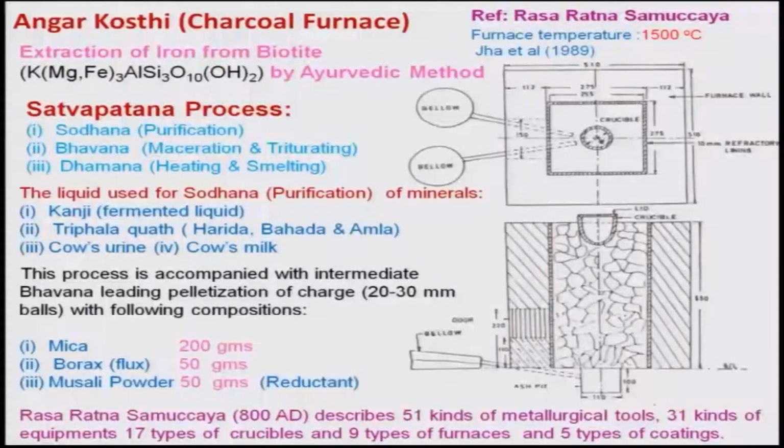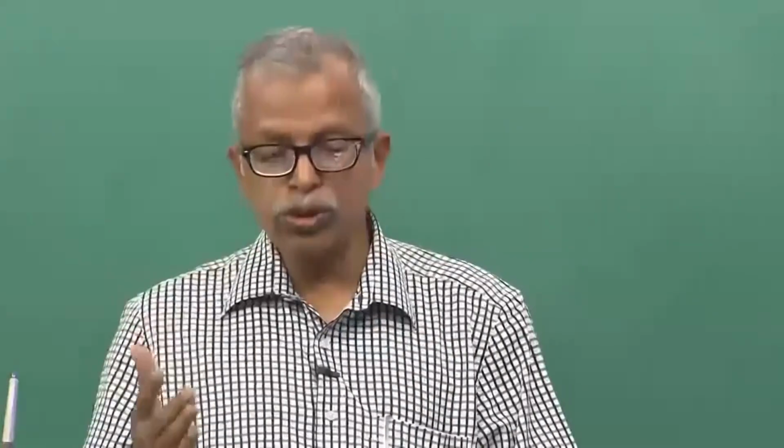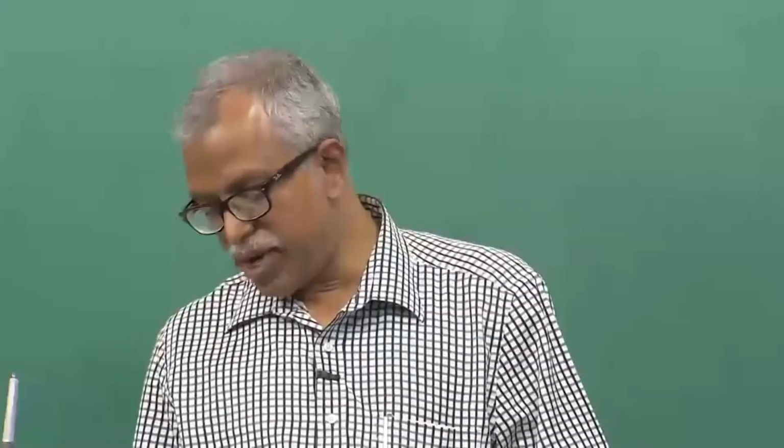Rasa Ratna Samuchaya describes 51 kinds of metallurgical tools and 31 kinds of equipment, 17 types of crucibles, 9 types of furnaces and 5 types of coatings. That means there is a plethora of knowledge about the smelting process and the tools mentioned in this text. But now one has to look at it carefully and see what can be used today and how this knowledge can be transferred to people, particularly not textual knowledge, but practical knowledge. That has not been done, and unfortunately I wish that some of you should take it up, not depend on the government to do that; rather, the individual has to do it.